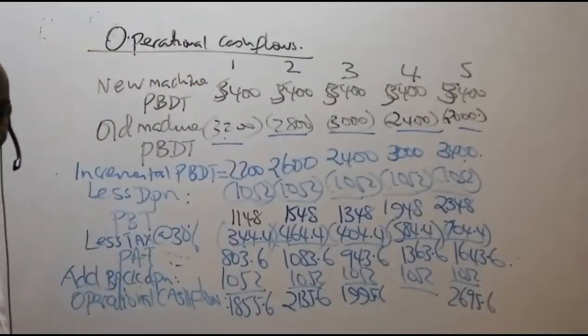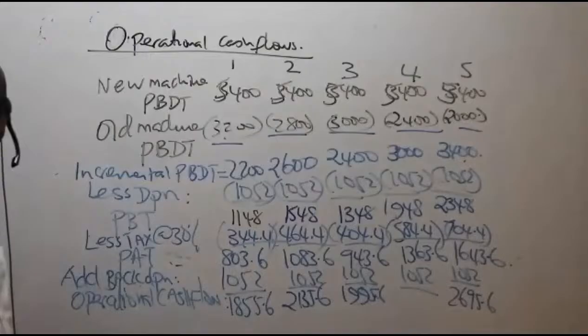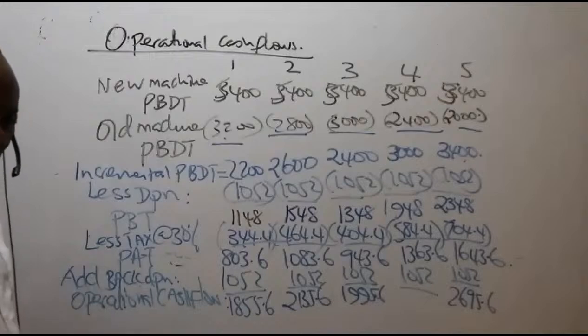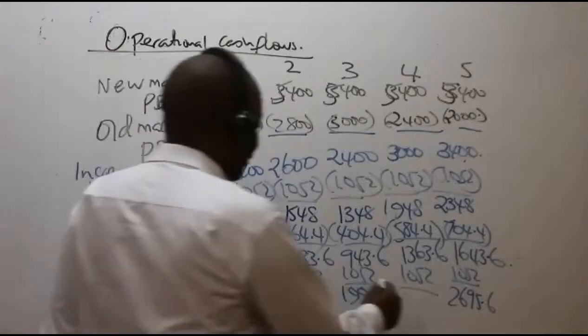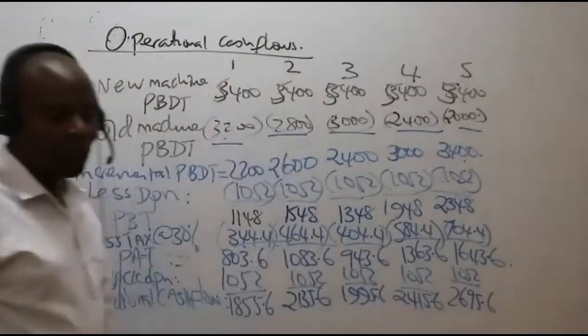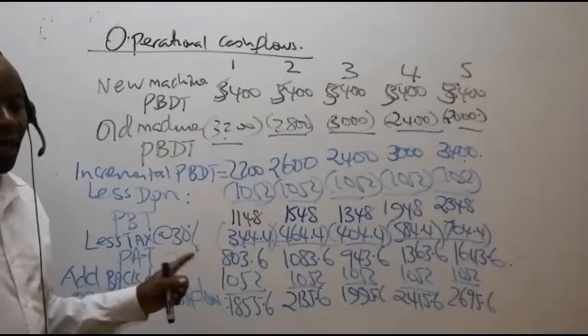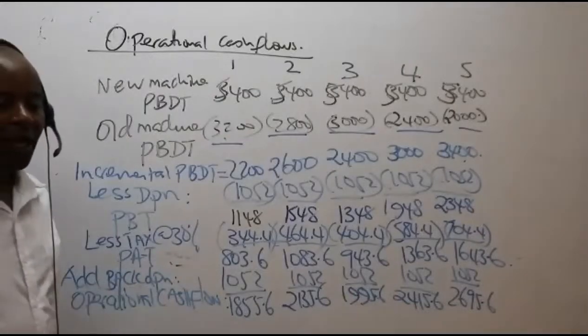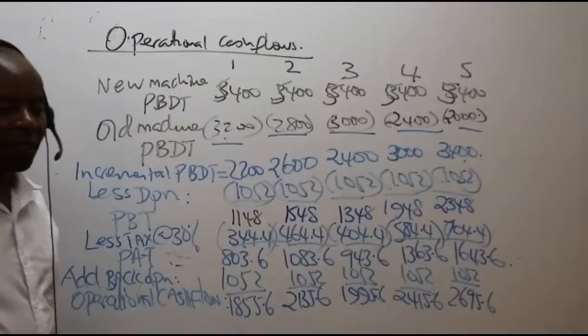How about year number 4? What do we have there? Year number 4, the last one, 2415.6. Thank you very much. So I don't know whether all my figures are correct. Are all my figures correct?